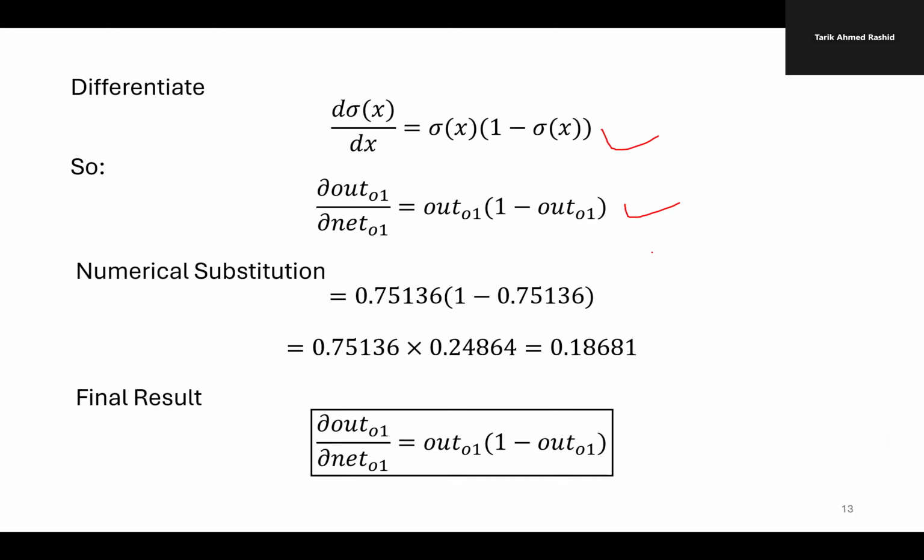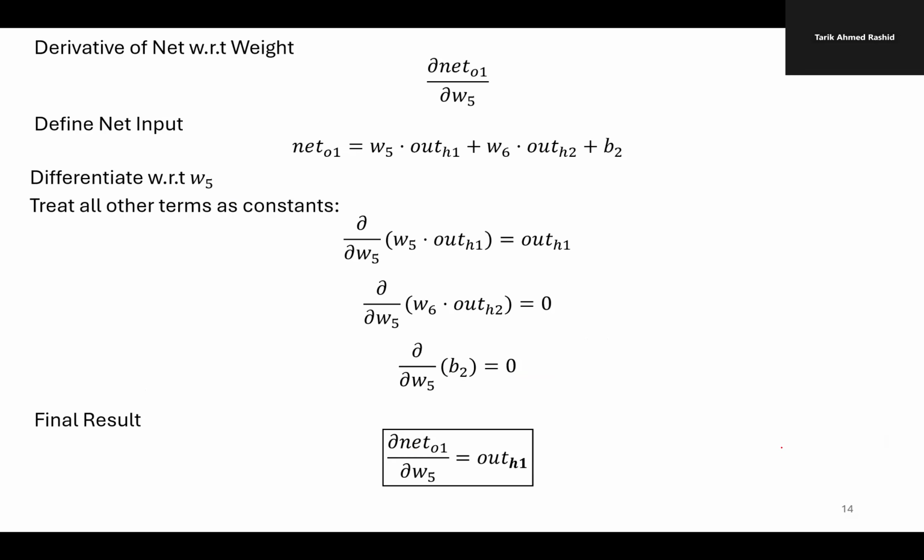Now, likewise, this is the simplification of delta out over delta net. That one was the output, and so with numerical substitution, we put them in. That is the out, and that's 1 minus out. We will get this term as well. So this term is found.